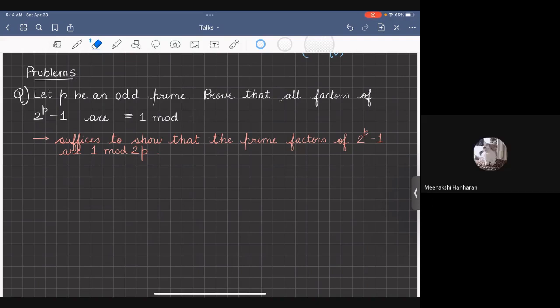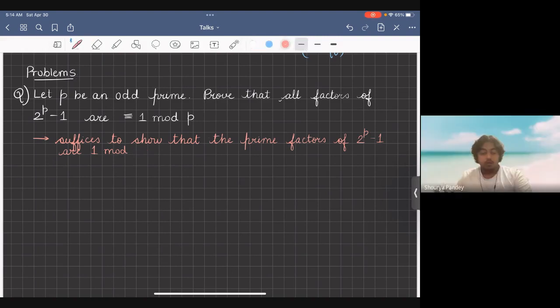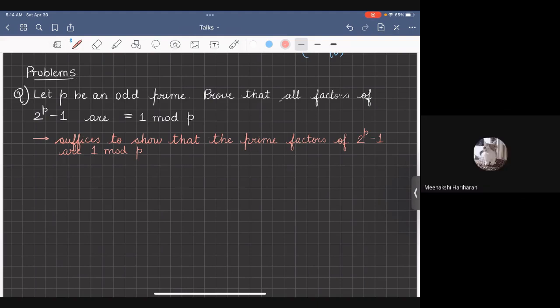Isn't it enough to just show that 2 to the power p minus 1 is 1 mod p? No, because you can have a number which is 1 mod p, but then its factors are not 1 mod p, right? For example, 9 is 1 mod 4, but its factors are 3 and 3, which are both not 1 mod 4. Oh, right. Yeah, the converse is not true.